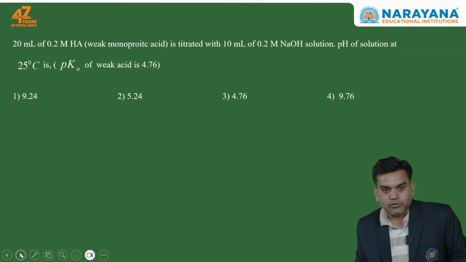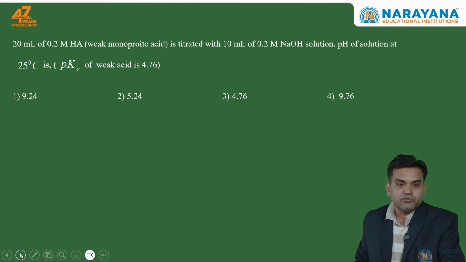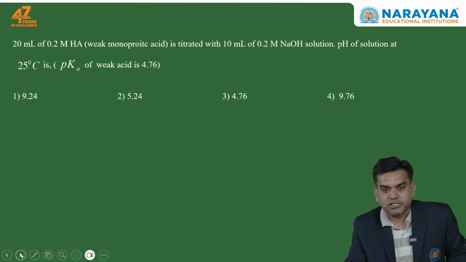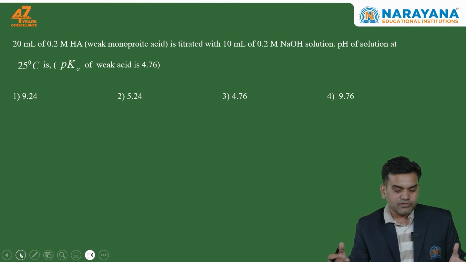Equilibrium chapter, ionic equilibrium. In this case, we have 20 ml of 0.2 molar HA, a weak monoprotic acid, which is titrated with 10 ml of 0.2 molar NaOH solution. We have to find the pH of the solution at this temperature. They have given the pKa of the weak acid as 4.76.